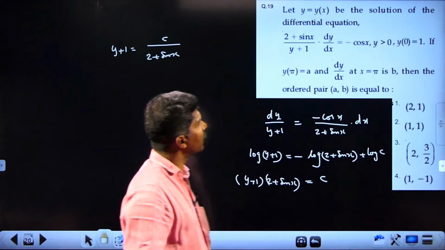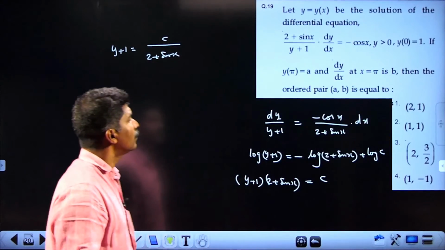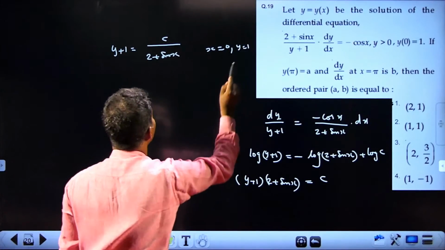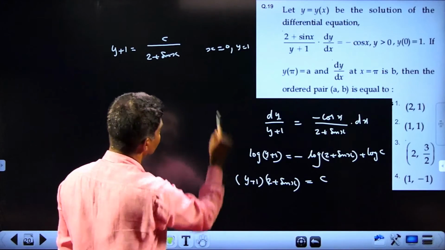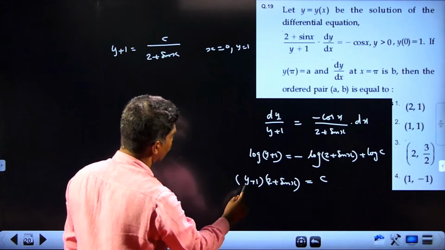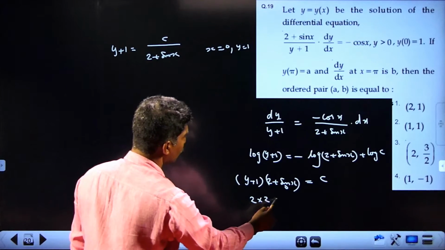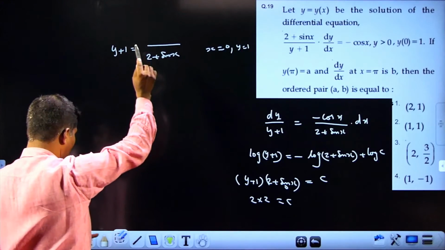And how will you calculate c? Y of 0 is equal to 1. Put x equal to 0 and y is equal to 1. So, you will be getting, or here also you can say that, put x equal to 0, y is equal to 1, 1 plus 1, 2, 2 into, this becomes 0, 2 is equal to c, so c is equal to 4. So, you can write c is equal to 4 now.